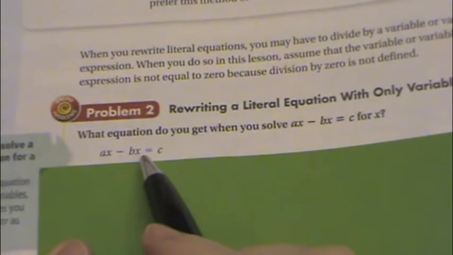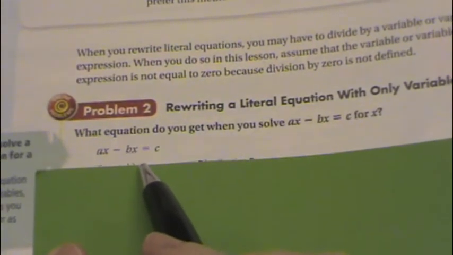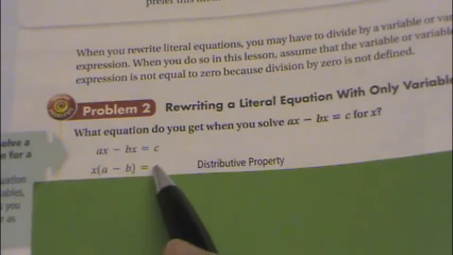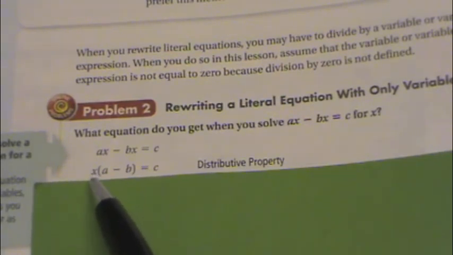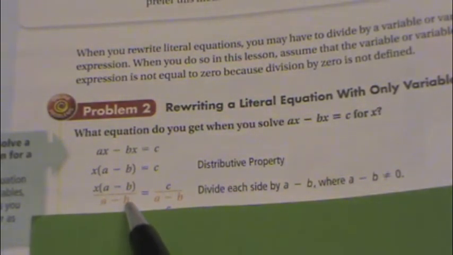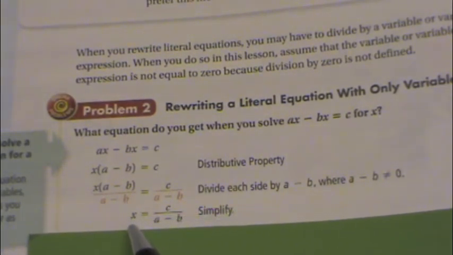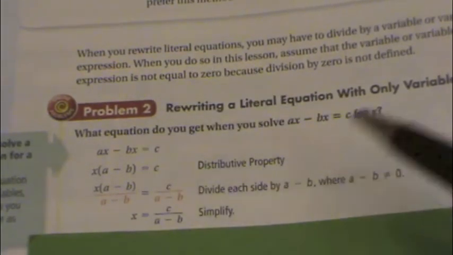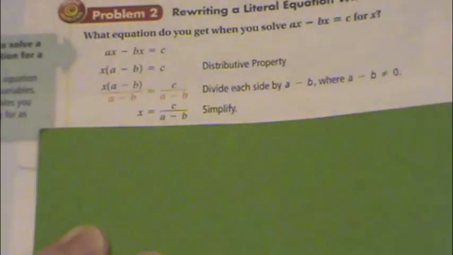Write your equation just as it is, and then, using the distributive property, factor out the x. This is called factoring out the x. You still have a minus b equals c. Now that we have x somewhat separated, what are we going to do to get it completely isolated? We are going to divide each side by a minus b. So x is equal to c over a minus b. It's a little ugly, but that's all there is to it. It wasn't complicated. You know all those laws already.